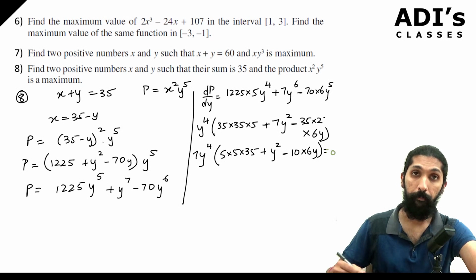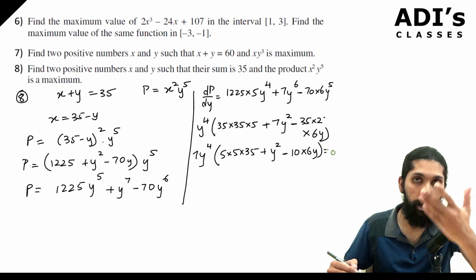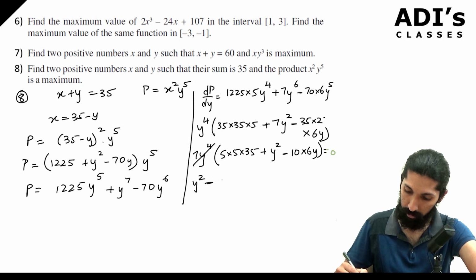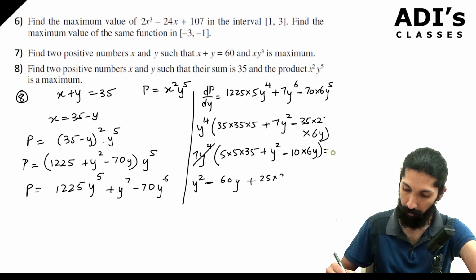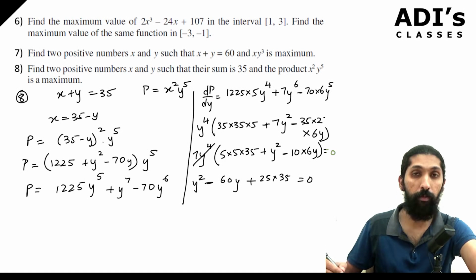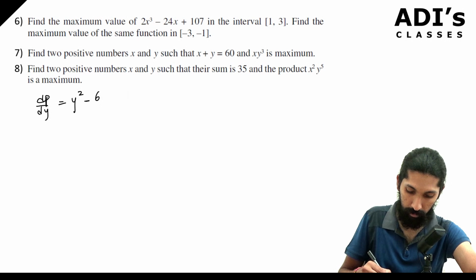Okay. Now 7y power 4 is 0. You can just ignore that value because y can never be 0. So this term is gone. So what do you end up with? y square minus 60y plus 25 into 35, is equal to 0. Right? So we'll multiply 25 and 35. dP by dy: y square minus 60y plus 875 is equal to 0.